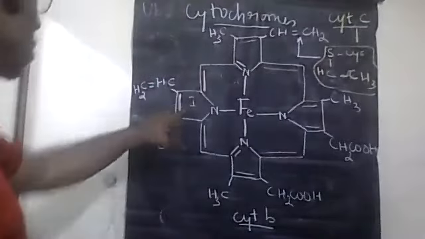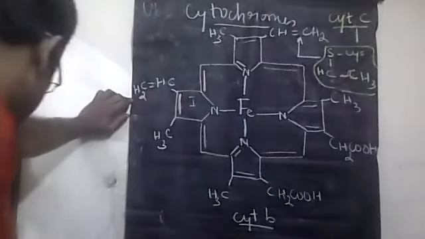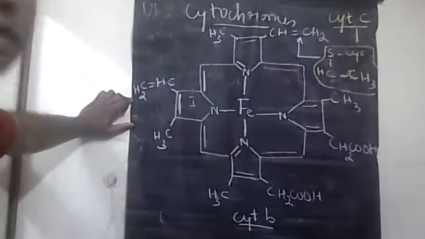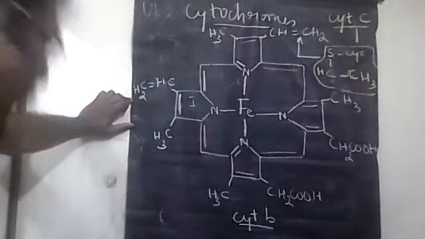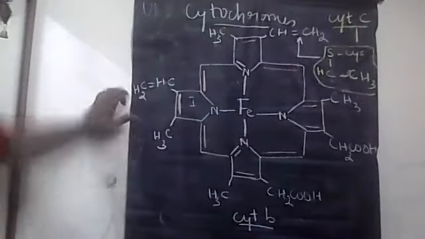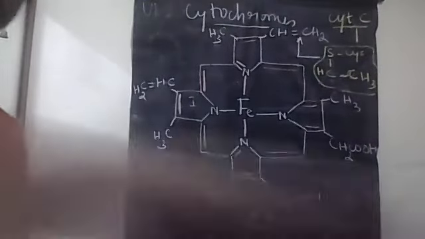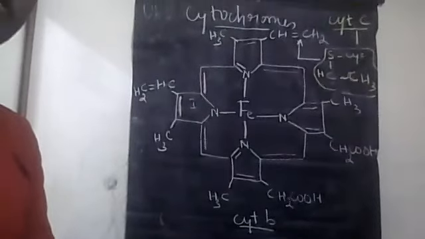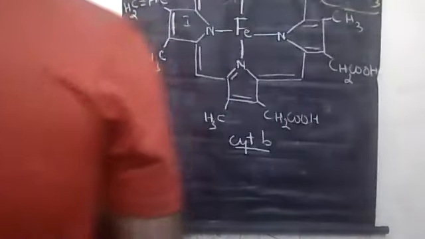Now coming to the first group. If this group CH-CH2 is replaced by a different isoprene unit, that time it becomes cytochrome A. If it is replaced by a different isoprene unit, I'll draw that isoprene unit down now. All of you follow till here. I can move the laptop. Okay. Here I'll draw this isoprene unit. Just observe properly.